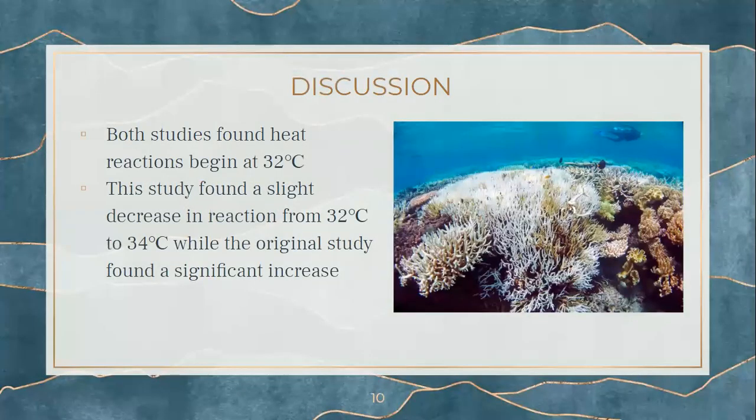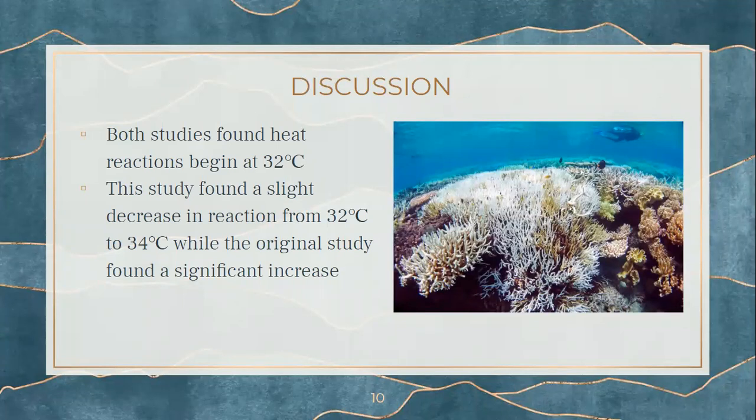In the article which produced this dataset, the authors wanted to understand gene pathways associated with heat stress. When I started my analysis, I already had a specific question about the relationship between the coral and algae, so I focused on a different aspect of the overall response to the heat stress. Both this study and the original study found that reactions to heat stress began during the 32 treatment, but the original study found that the reactions intensified significantly with the 34 treatment, while this study showed a slight decrease in reactions.